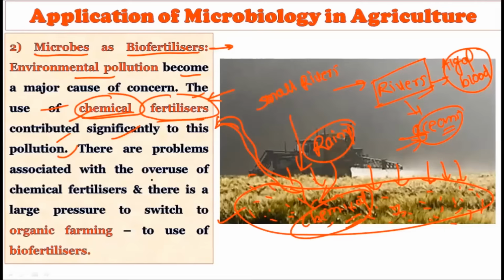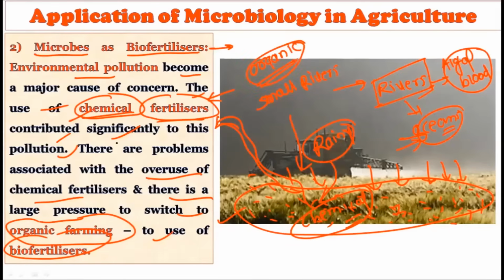Now there are problems associated with the overuse of the chemical fertilizers, and there is a large pressure to switch to organic farming, that is to use the biofertilizers. अब हम पे प्रेशर बन रहा है कि हम ऑर्गेनिक फार्मिंग स्टार्ट कर दें, क्योंकि इकोसिस्टम को हमने बहुत ज्यादा हार्म पहुंचाया है by using the chemical fertilizers. So we should switch to organic farming now by using the biofertilizers, because biofertilizers can enhance the crop productivity, and on the other hand they do not cause any harm to the ecosystem. So use of the biofertilizer is the need of today, need of the time. Okay, so we should replace the chemical fertilizers with the biofertilizers, and microbes can be used as biofertilizers.